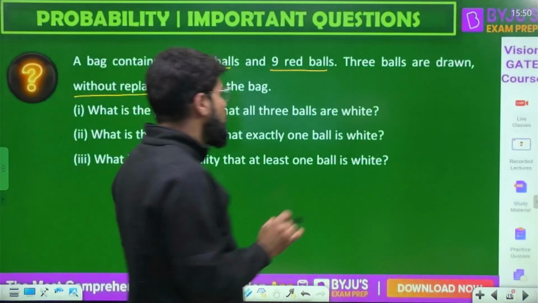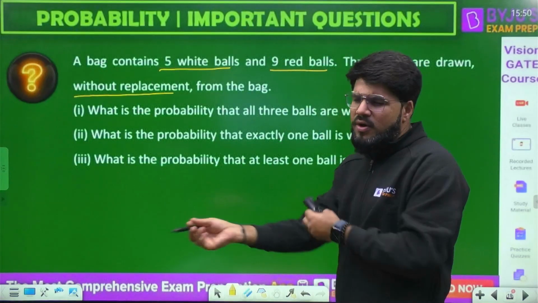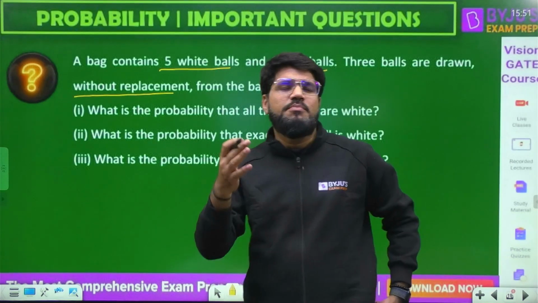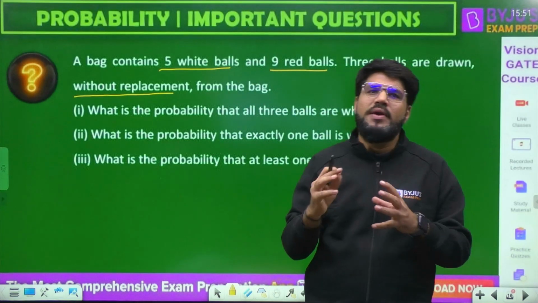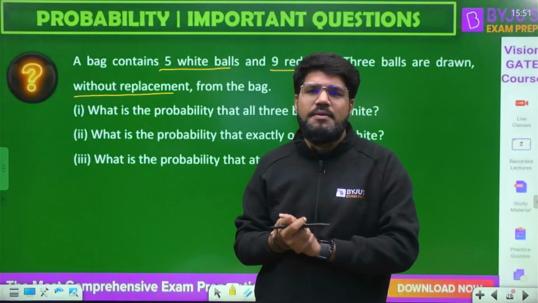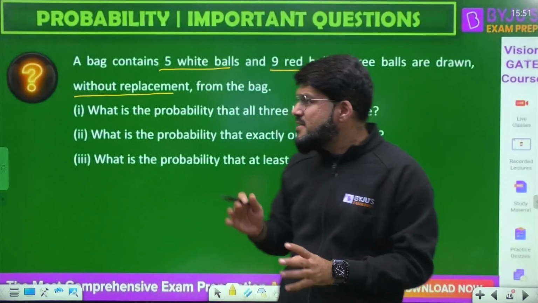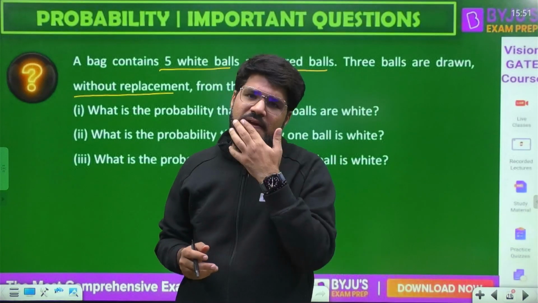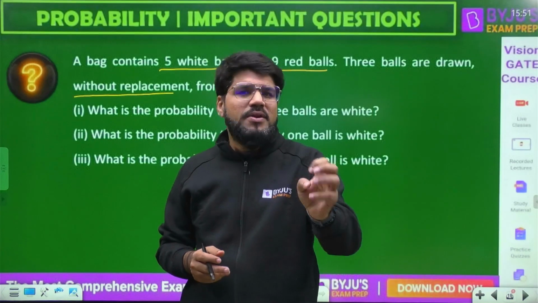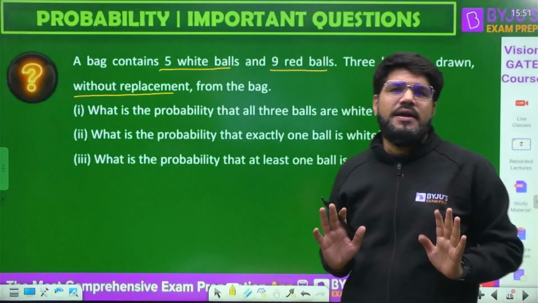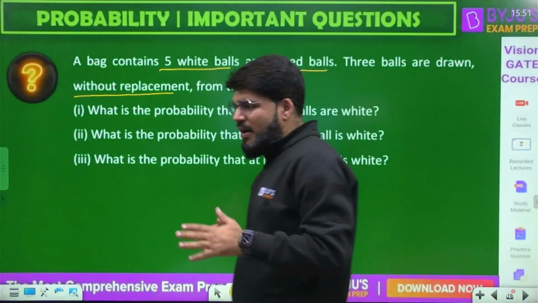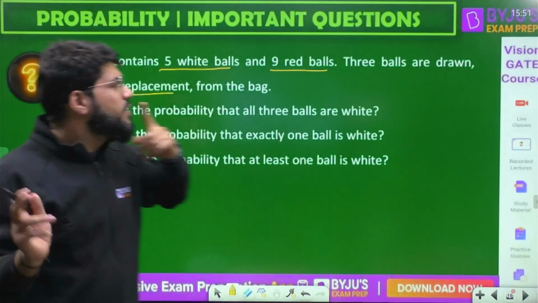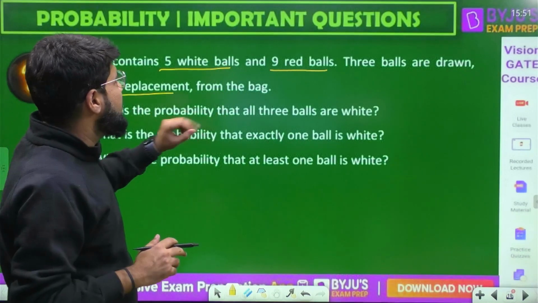Very simple question. You want all 3? Whenever it is without replacement, balls drawn 1 by 1 without replacement is also equivalent to the case of drawing all the balls at a time. Only difference is when they say balls are drawn 1 by 1 with replacement, then you have to solve 1 by 1. But if they say 1 by 1 without replacement, you can solve all at a time. They are always equivalent. Note down this trick also. Okay, so we'll use the combinations here. Probability that all 3 are white.